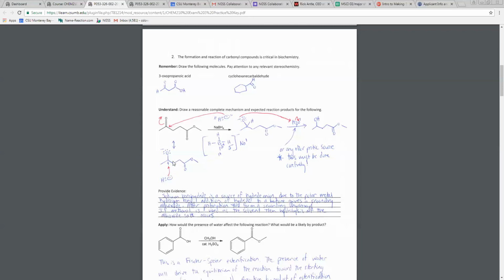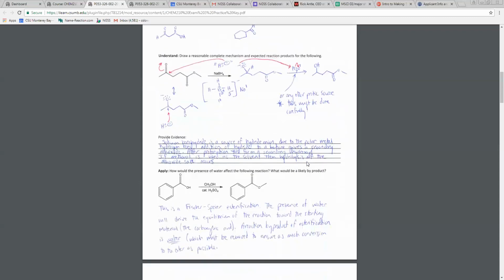My H- attacks. I now have this negative charge on my oxygen, which can be protonated via any type of protic source, water, methanol, ethanol, isopropanol, and this should be done carefully because it can be exothermic, incredibly so, and so that generates a secondary alcohol.